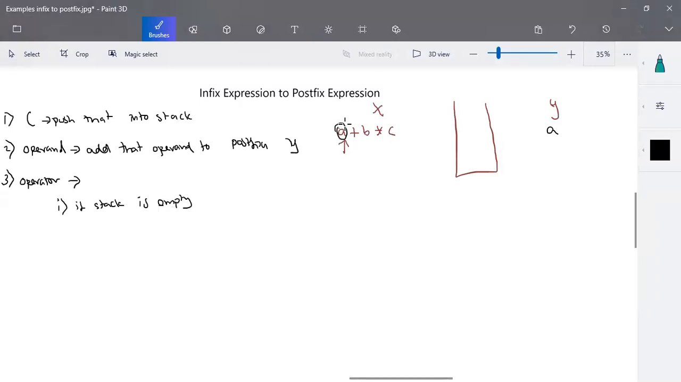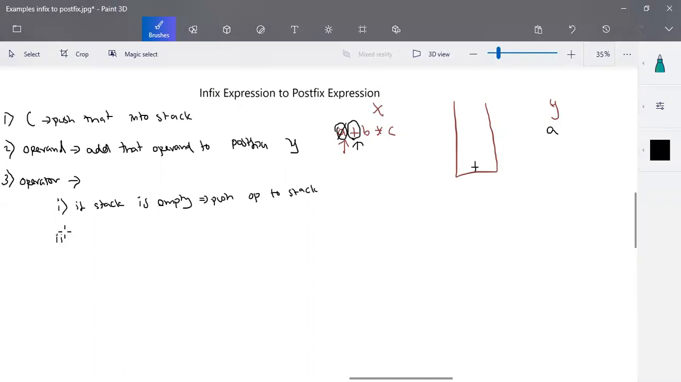For example, the next element A is scanned and A is an operand, so that is added to your postfix expression. Now the next element to be scanned is plus. Plus is an operator and the stack is empty. When the stack is empty, we'll be pushing that operator into the stack. When the stack is empty, we directly push it.